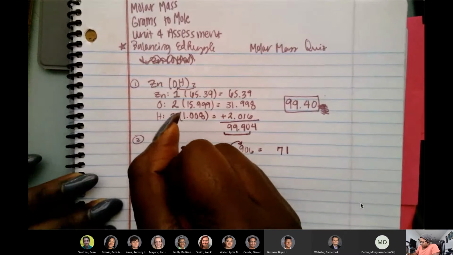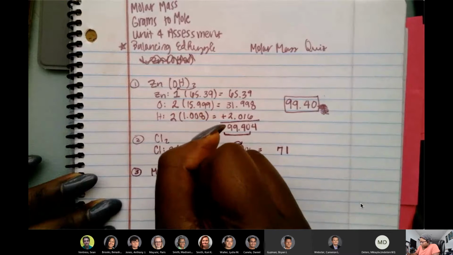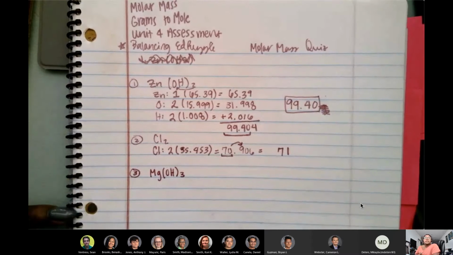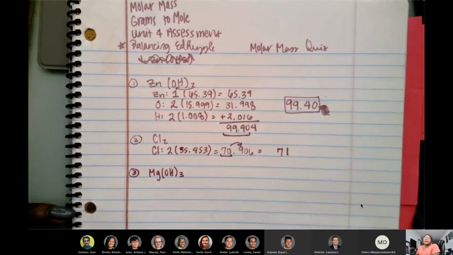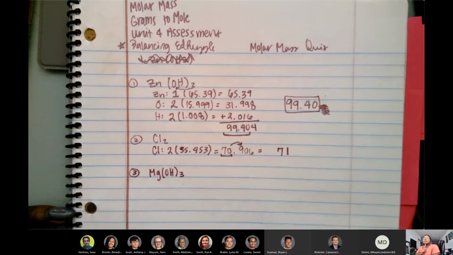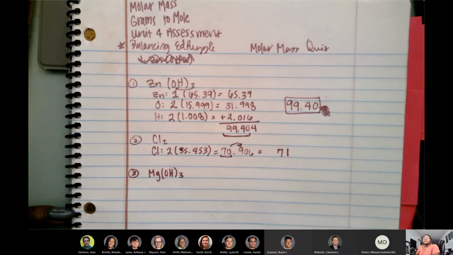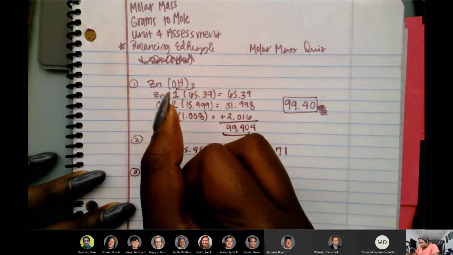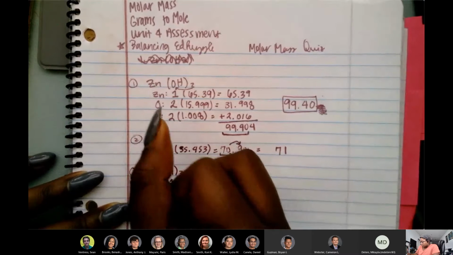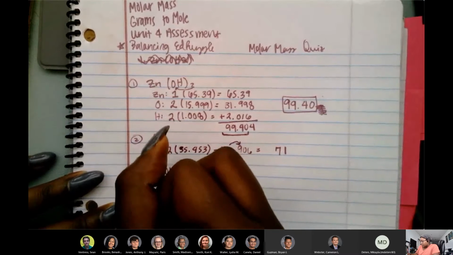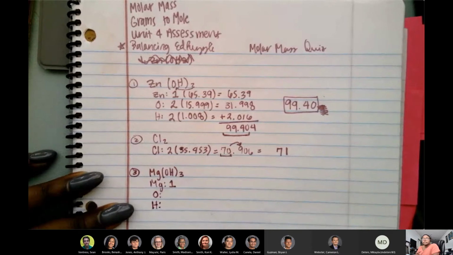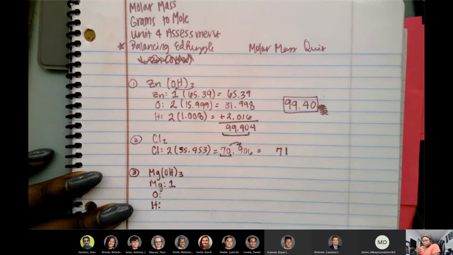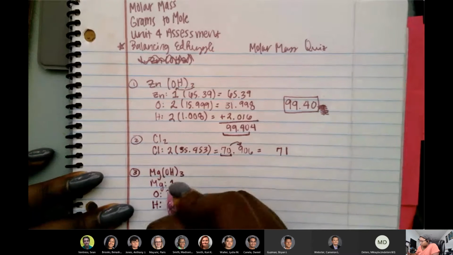Mg(OH)3. First, I'm going to write down my elements. What elements are in Mg(OH)3? Good. How many oxygens and how many hydrogens? Good. Way to work, Lydia.